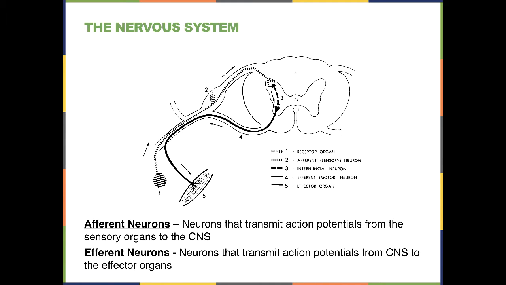The efferent neurons are neurons that transmit signals back from the central nervous system to the effector organ. And here we see that number 4 is the efferent neuron, and the effector organ here is a muscle, number 5. Number 3 in the diagram is something called an interneuron. And they just communicate between sensory and motor neurons. And this diagram is actually designed to show what's called a reflex pathway, because it excludes the brain itself.